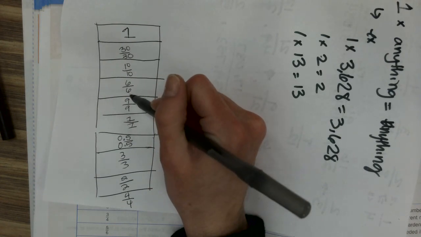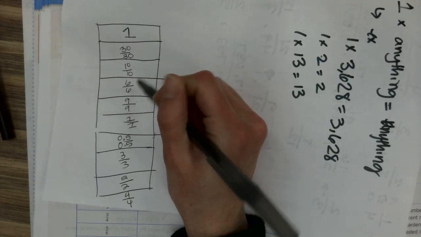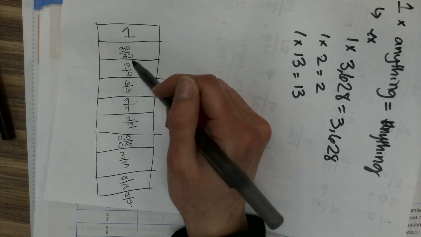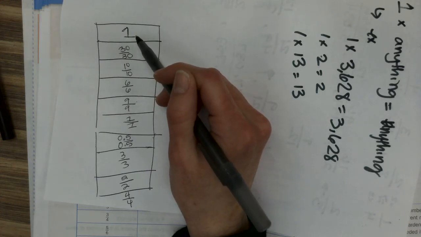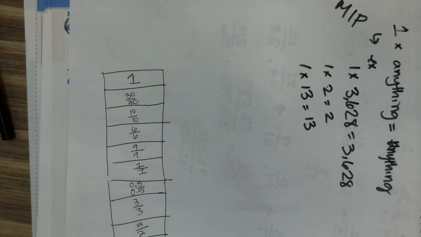Divide. So is 9 divided by 9 1? Yes. Is 6 divided by 6 1? Yes. Is 30 divided by 30 1? Yes. Yes. That's your MIP. That's Ash. Yep.